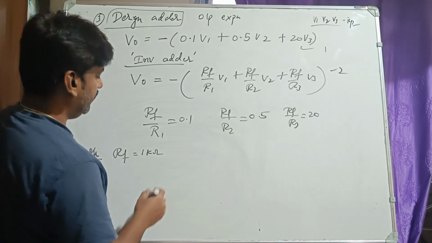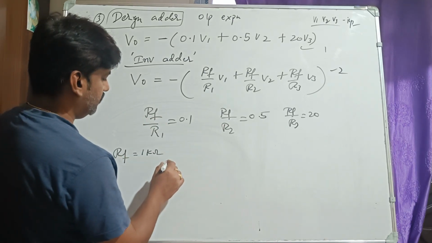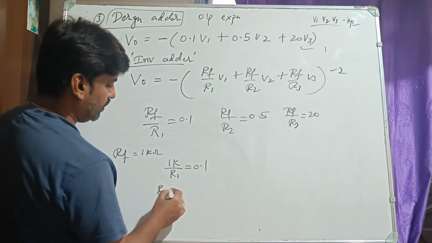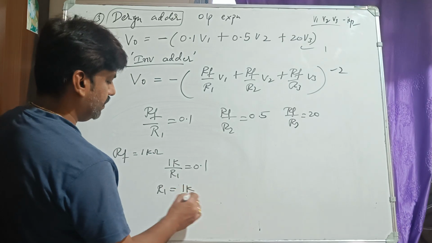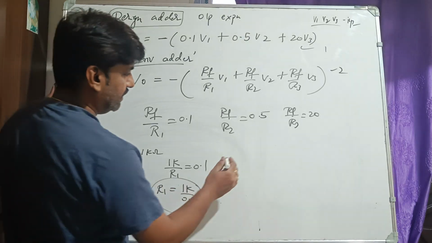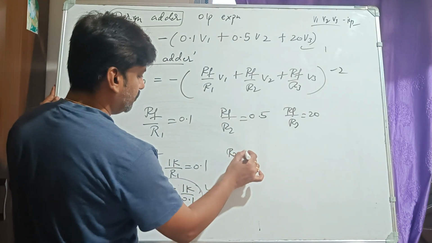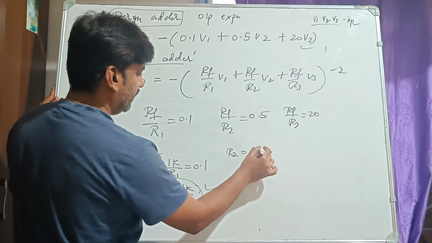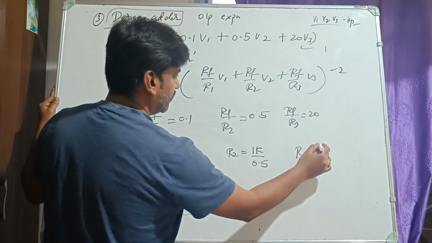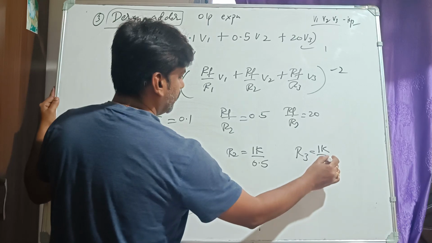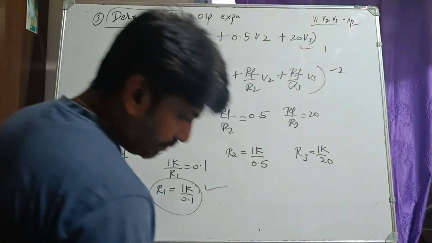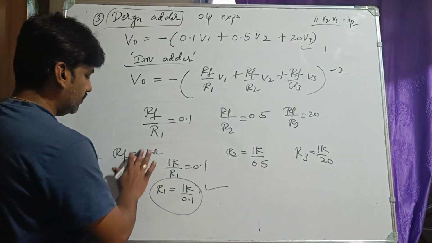So if Rf is 1 kilo ohm here, then 1 kilo ohm divided by R1 equals 0.1. So I will take R1 as 1k divided by 0.1. I will not find out the value here, I will just keep this. So here R2 is equal to Rf, 1k divided by 0.5. Similarly, R3 you will get as 1k divided by 20, right? So I have the answer for this.